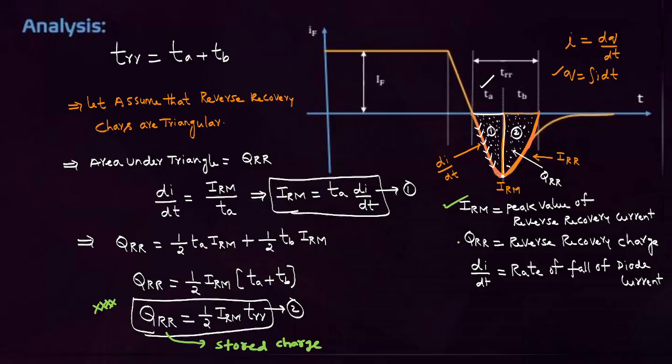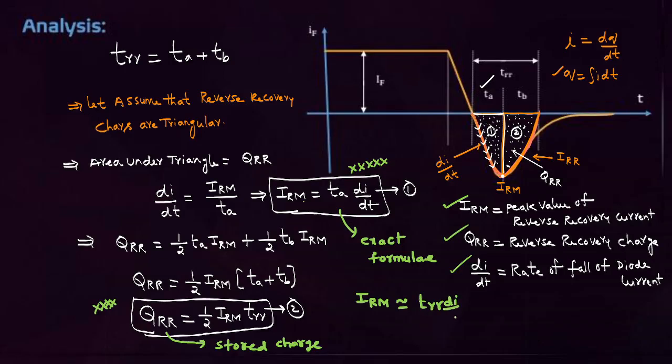IRM is the peak value of reverse recovery current, QRR is the reverse recovery charge, and di/dt is the rate of fall of diode current. This is one formula for QRR, and this is the IRM formula: IRM equals TA times di/dt. Remember, this is the exact formula for IRM. But sometimes IRM is also nearly equal to TRR times di/dt.